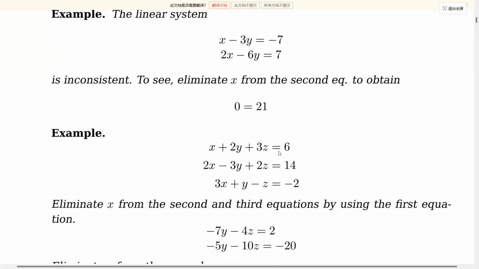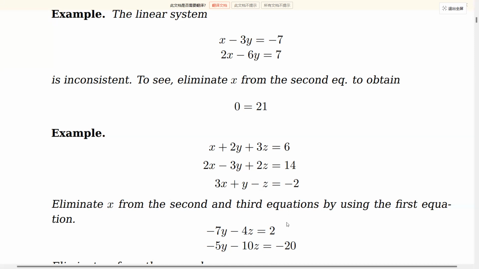And then you can do it similarly with the third equation. If you multiply the first equation by -3, you're going to get -3x minus 6y minus 9z equals -18. And then you add it to the third equation, you're going to get 0 for the x, they cancel. And -6y and the positive y gives you -5y. And -9z and -z gives you -10z.